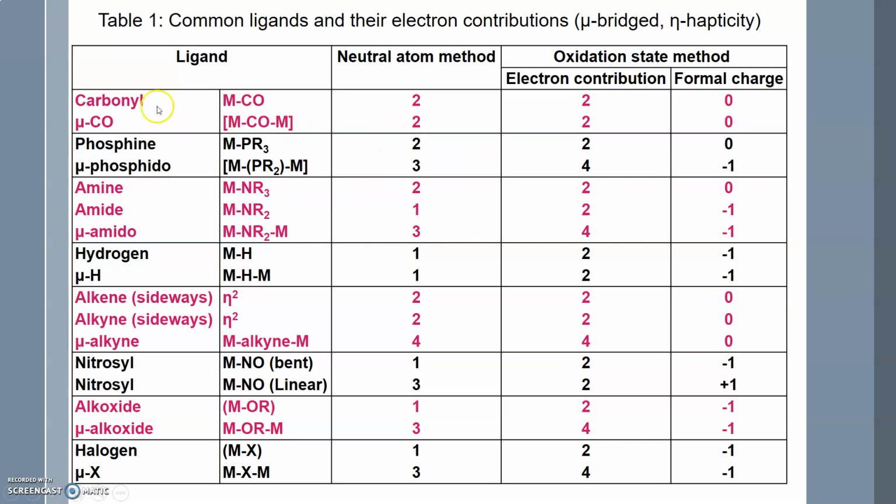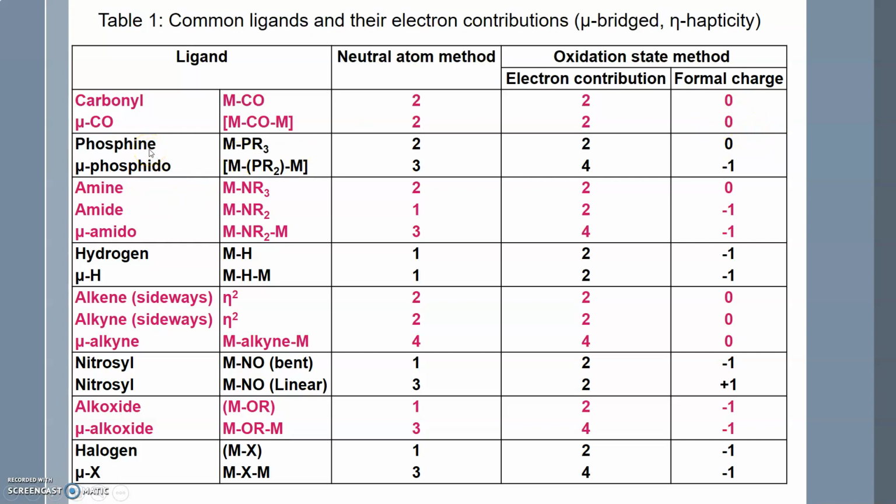Now let us take the example of carbonyl. When it is acting as a terminal ligand, by the neutral atom method the electron count is 2. For the oxidation state method it is also 2, because the formal charge is 0. It is a neutral ligand. When it has a mode of binding as bridged, it again contributes only 2 electrons by both methods, because it has a charge of 0.